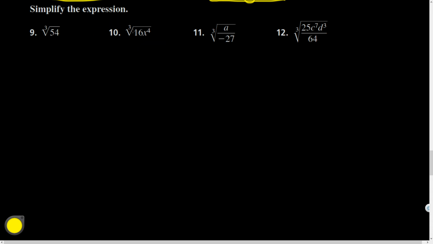Question 10. What's the largest perfect cube that goes into 16? Well, that's 8, and it goes in 2 times. And then the largest perfect cube that goes into x to the 4th is x cubed, times x. And so the cube root of 8 is 2. The cube root of x cubed is x.